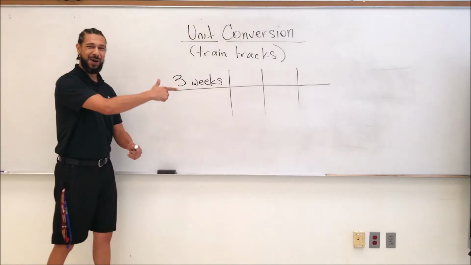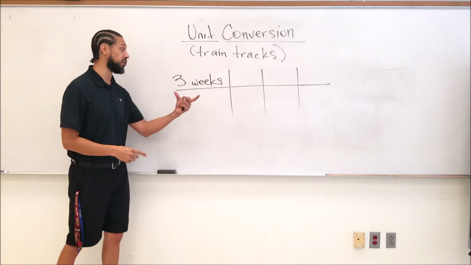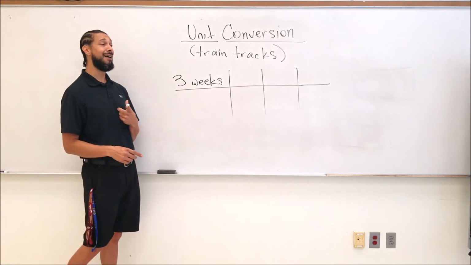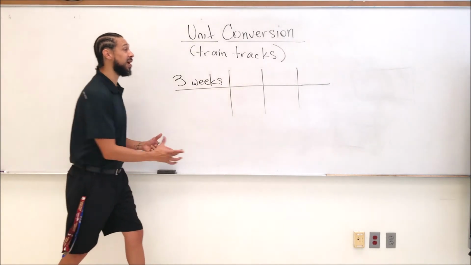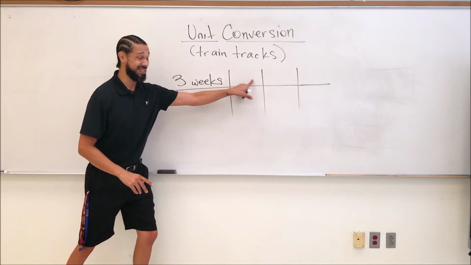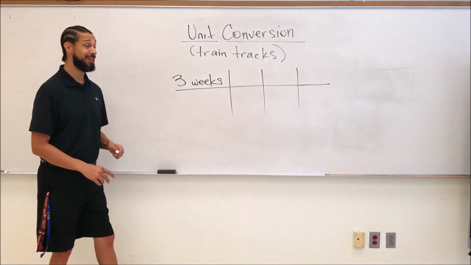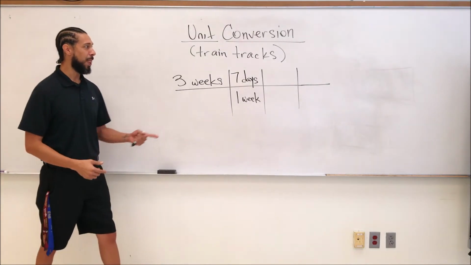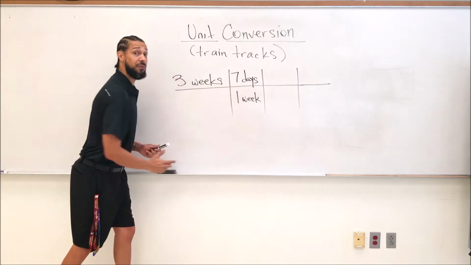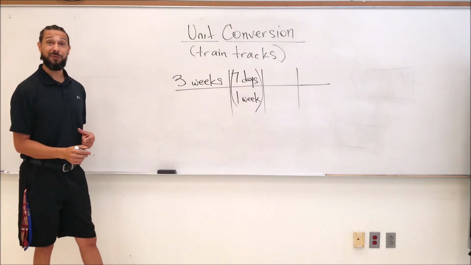Let's try it. Okay, so here go my train tracks. We're gonna turn weeks into days first. How many days are in a week? 7. Now, let's set up our conversion factor so that weeks is on the bottom, days is on the top. You know why weeks is on the bottom? Because I need to cancel the weeks out. Exactly right. 7 days is the same as 1 week. Here's my fraction conversion factor. Think about it like in the parentheses, like we had before.